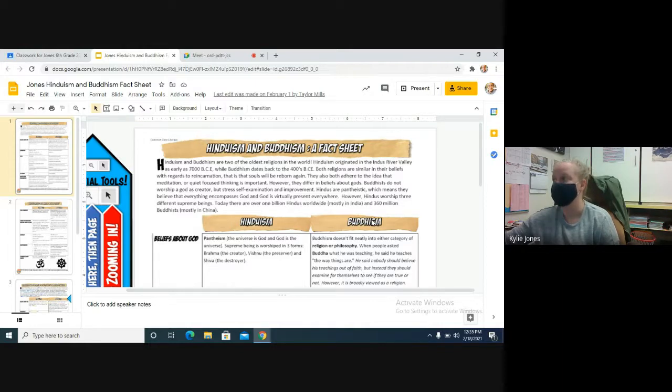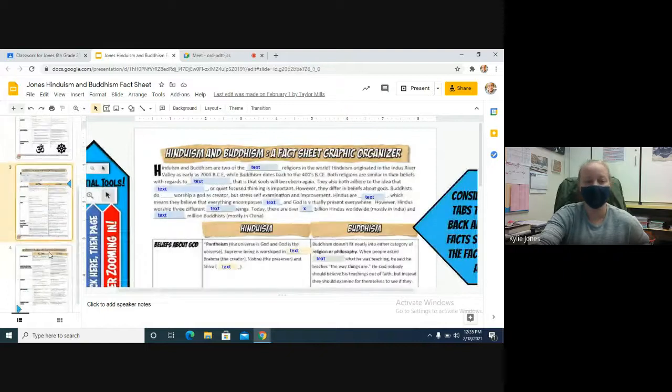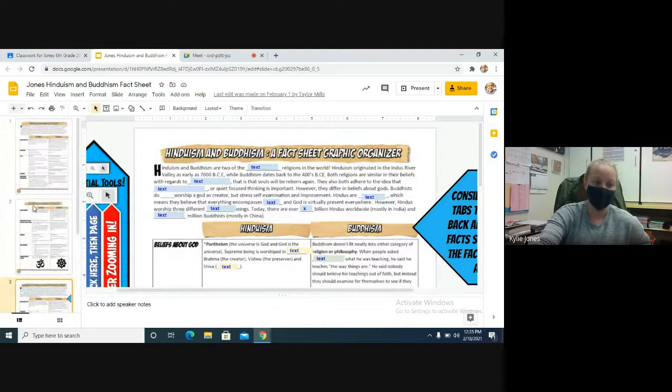Let's go ahead and get going on this. We're going to probably finish it today. There's less boxes to fill out today. So we are going to start up at the top. This is just like the one we did earlier this week, where slides 1 and 2 are the same as slides 3 and 4. We just have to fill in the blanks on slides 3 and 4. So let's start at the top with our paragraph. It says, Hinduism and Buddhism are two of the blank religions in the world.